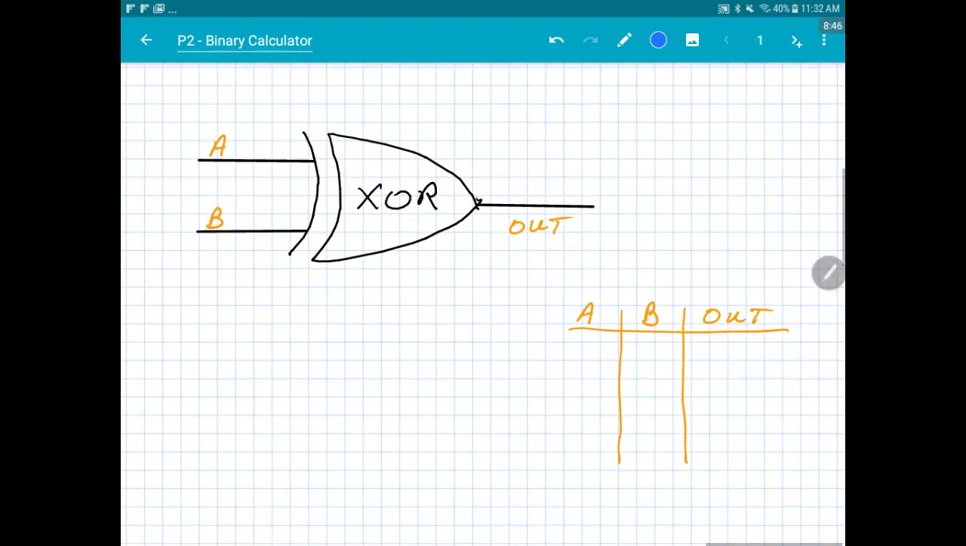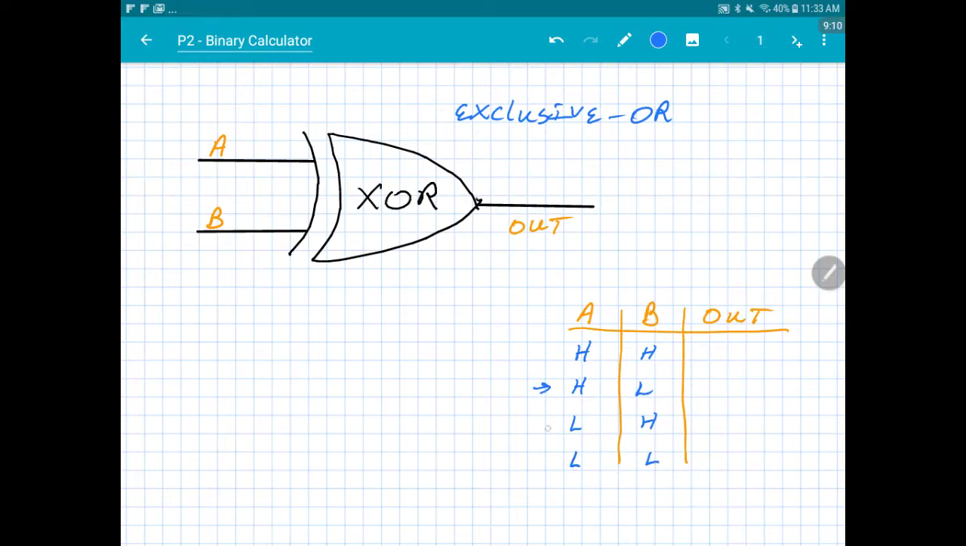That gate is called the XOR gate. Okay, that stands for exclusive OR gate. So we have our four possibilities: high, high; high, low; low, high; and low, low.